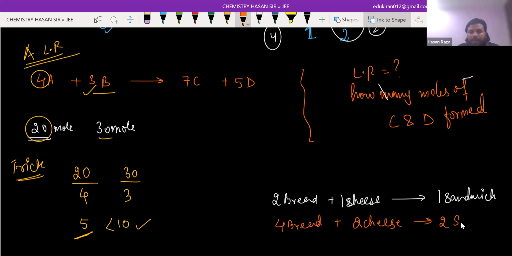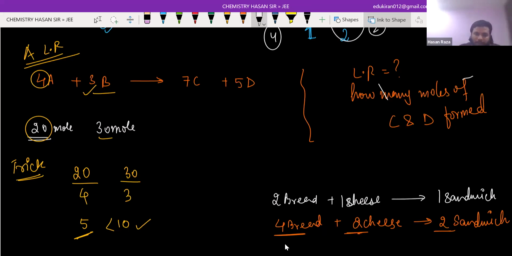Yes, how many sandwiches? Two sandwiches it will give you. Are you getting my point? In between two bread, you keep one cheese, you get one sandwich. If you have four bread, you require two cheese to make two sandwiches. Are you getting my point?